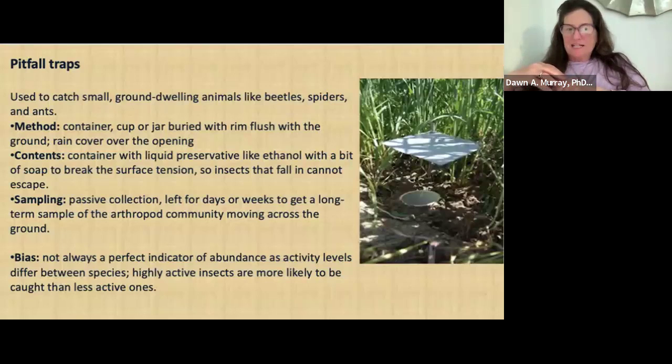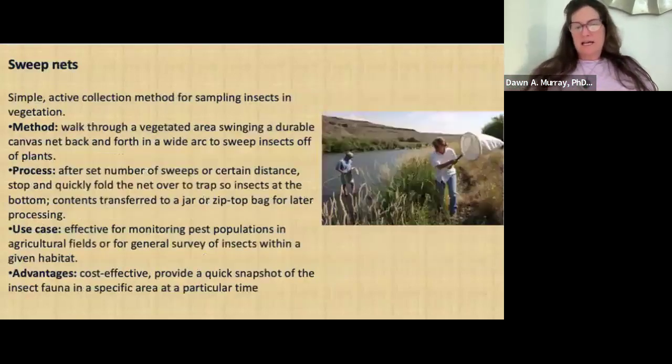So it's passive collection. You can leave it for a few days and get a long-term sample of the community. It's not always, so this is the bias, none of these methods are perfect for everything. It's not always a perfect indicator of abundance because activity levels differ between species. Certain things are going to move more than other things, and you're not going to see them because they haven't walked across. It's good for really active insects. They're most likely to be caught than less active ones.